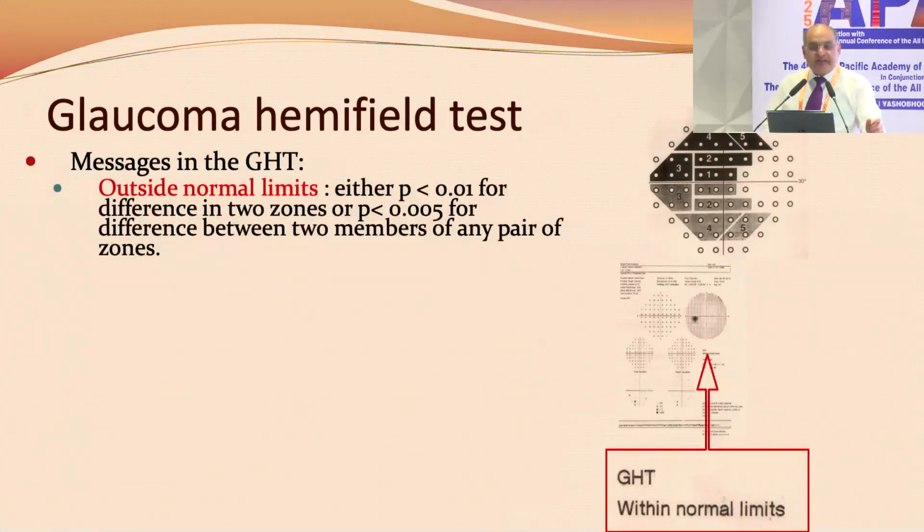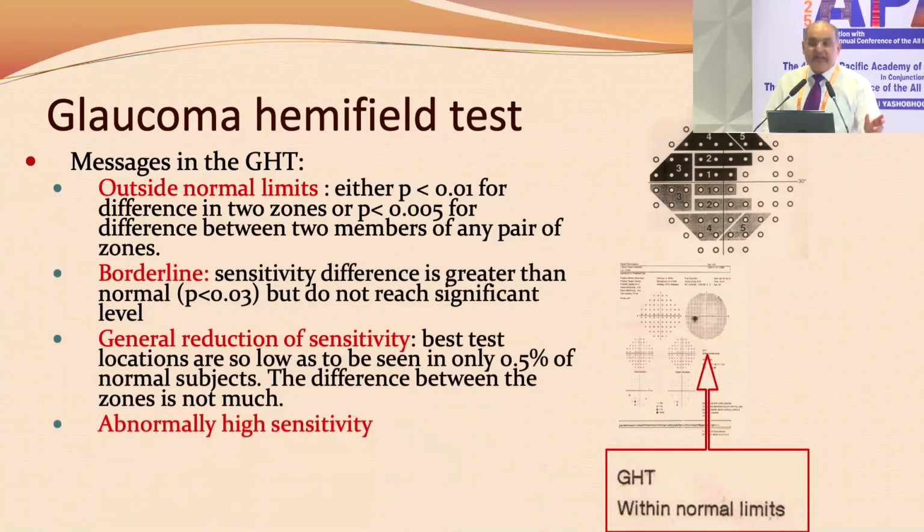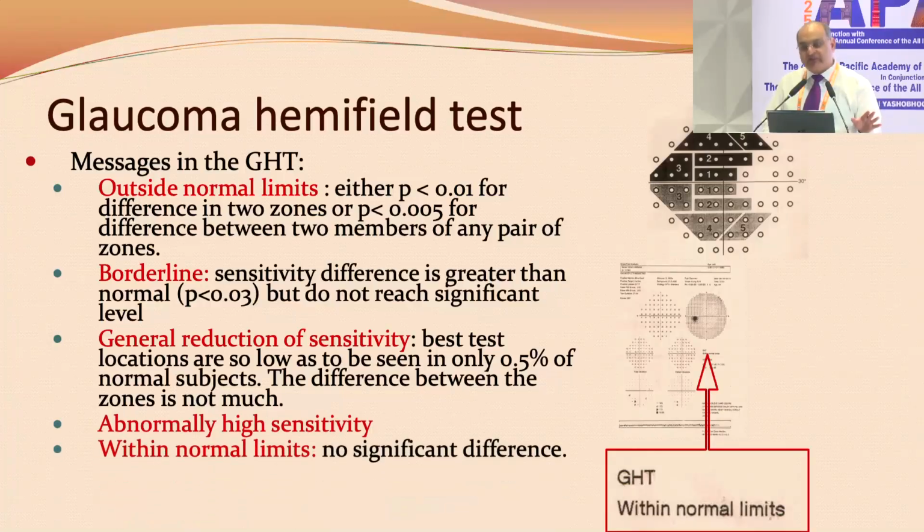Now we move on to the GHT. GHT gives you notations like outside normal limits, borderline, generalized reduction of sensitivity, abnormal high sensitivity, and within normal limits. Now these notations are almost self-explanatory, and we don't have to go into detail, but they have a statistics attached to it, which I think you can read in the book.